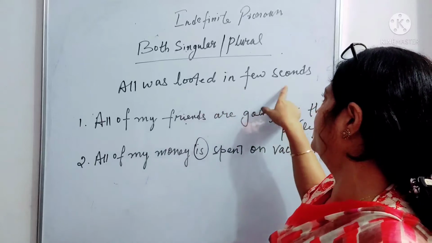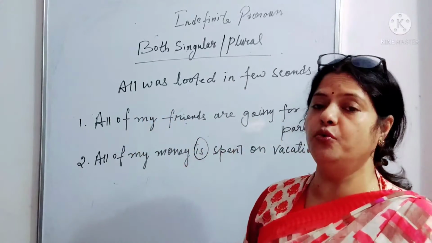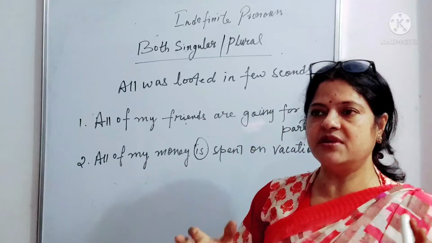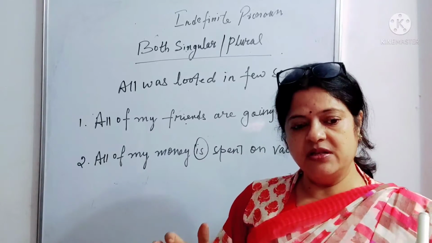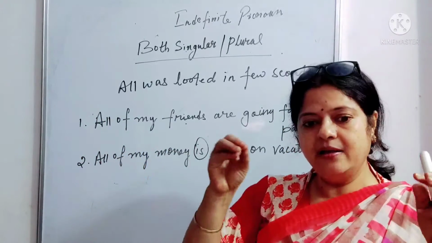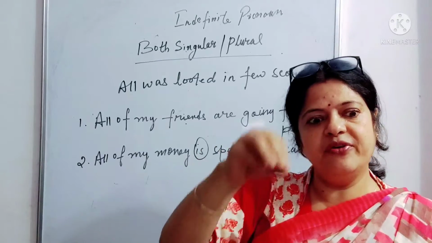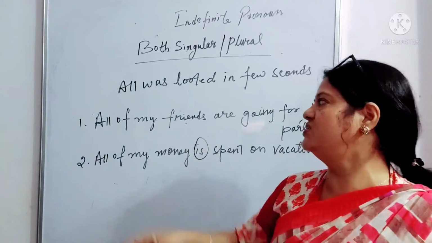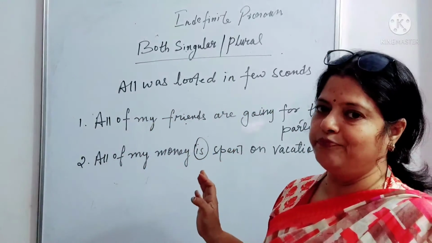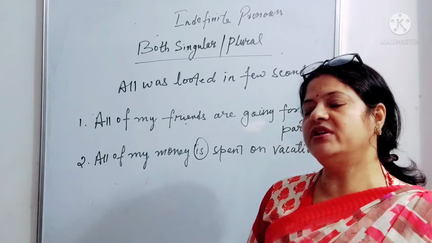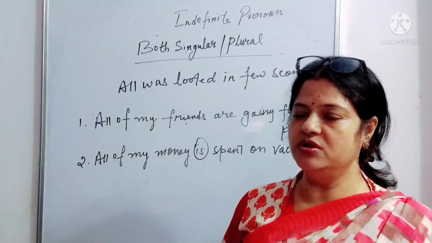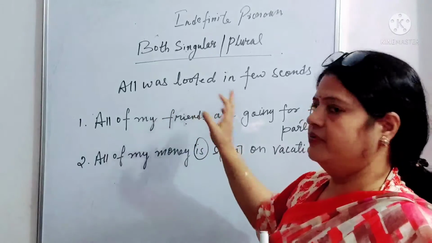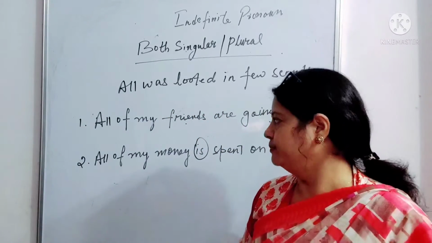All was looted in few seconds. You cannot say that all were looted. If you say all were looted in few seconds, it gives a sense that it means all the things of the house, and particularly you have to refer to each and every thing which has been looted, and then in a second sentence you can say all were looted. But since we don't know what the things were and we are counting as a whole, so many things are there, so we would use the verb was with the pronoun all.